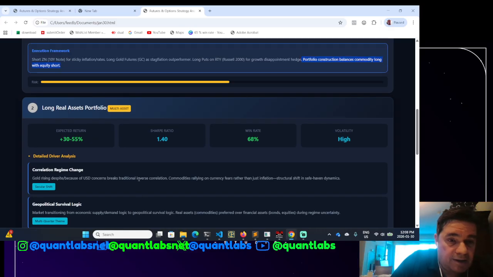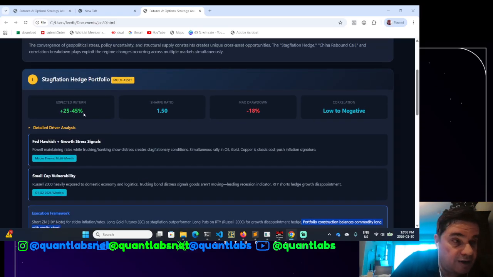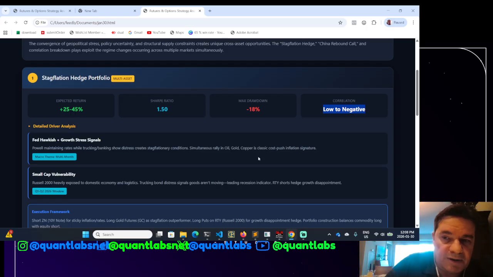This is a pretty good rate, 25 to 45% return. But here you go, maximum drawdown negative 18, a decent Sharpe, correlation low to negative. And to be honest, that's what you want if things get really bad. You want to be in uncorrelated trades. You don't want to be in Bitcoin that's correlated to something. You don't want to be in gold that's correlated to something. You want to be in uncorrelated trades, meaning low to negative. So if things got really bad, this could be a really good trade.